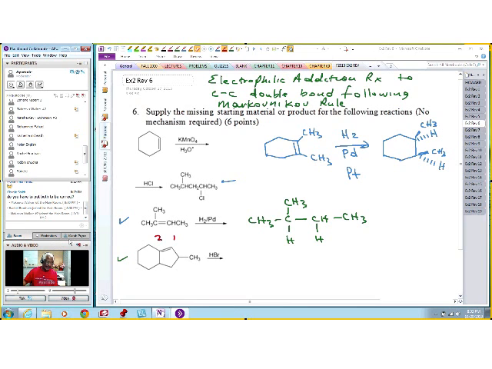Am I getting a response from you guys here? Let us see here. So the hydrogen goes to carbon number 1 and bromine to carbon number 2. Excellent. This is another example of a Markovnikov addition.